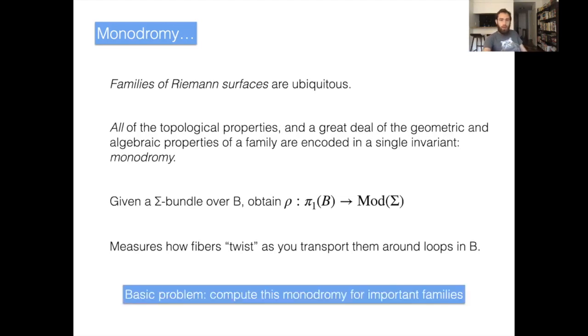And given a family of Riemann surfaces, the most basic question you can ask, which encodes all of the topology and everything that I've said above, is you need to compute this monodromy representation. And so this is the first primary application of the theory of frame mapping class groups, that it's going to tell us the answer to monodromy problems for some very important families of Riemann surfaces.